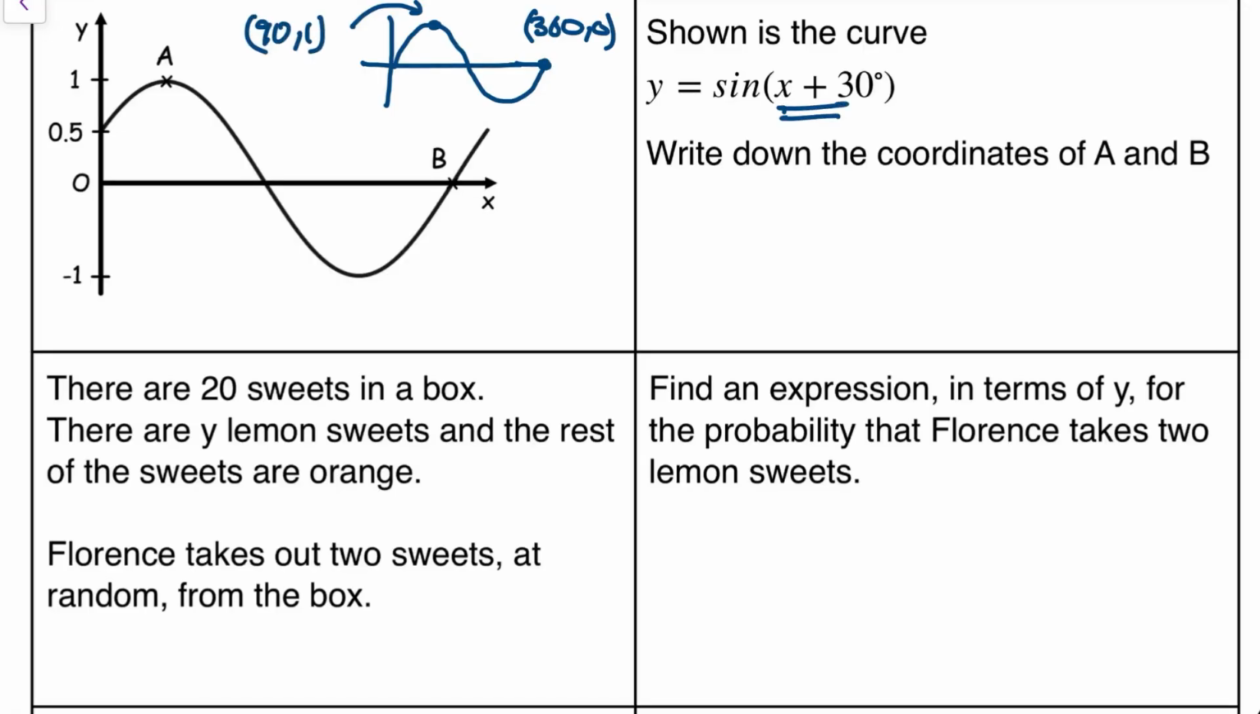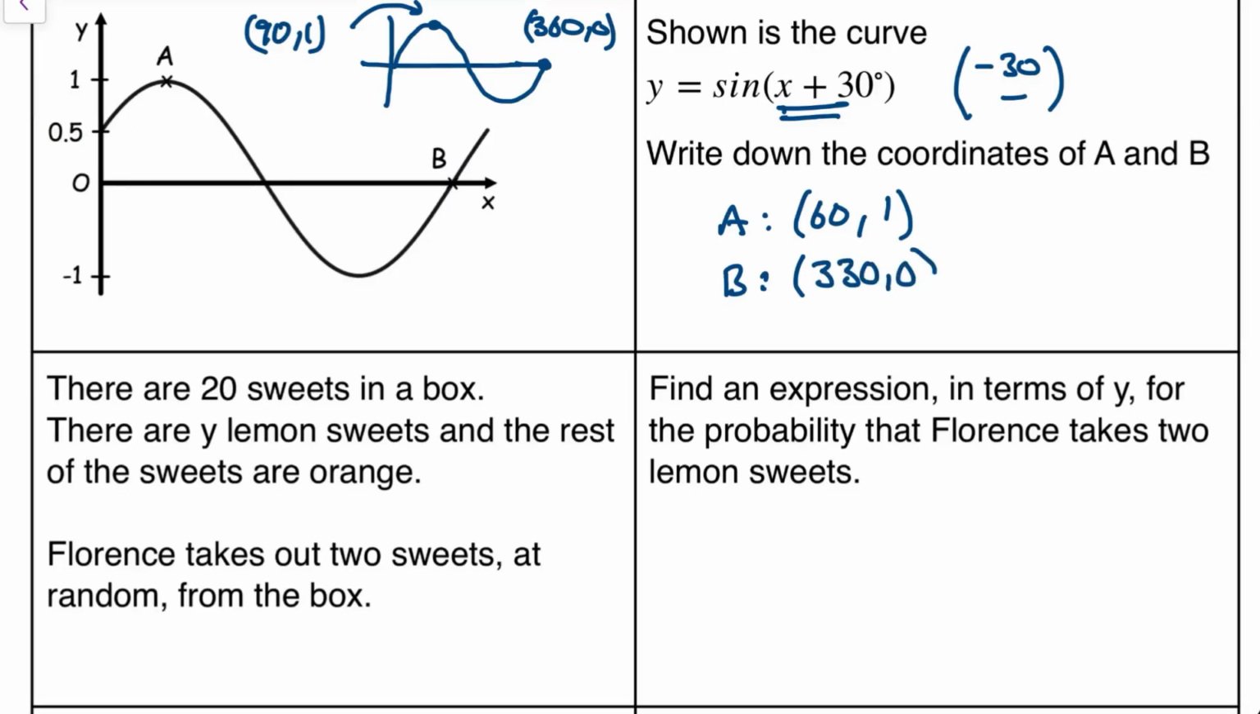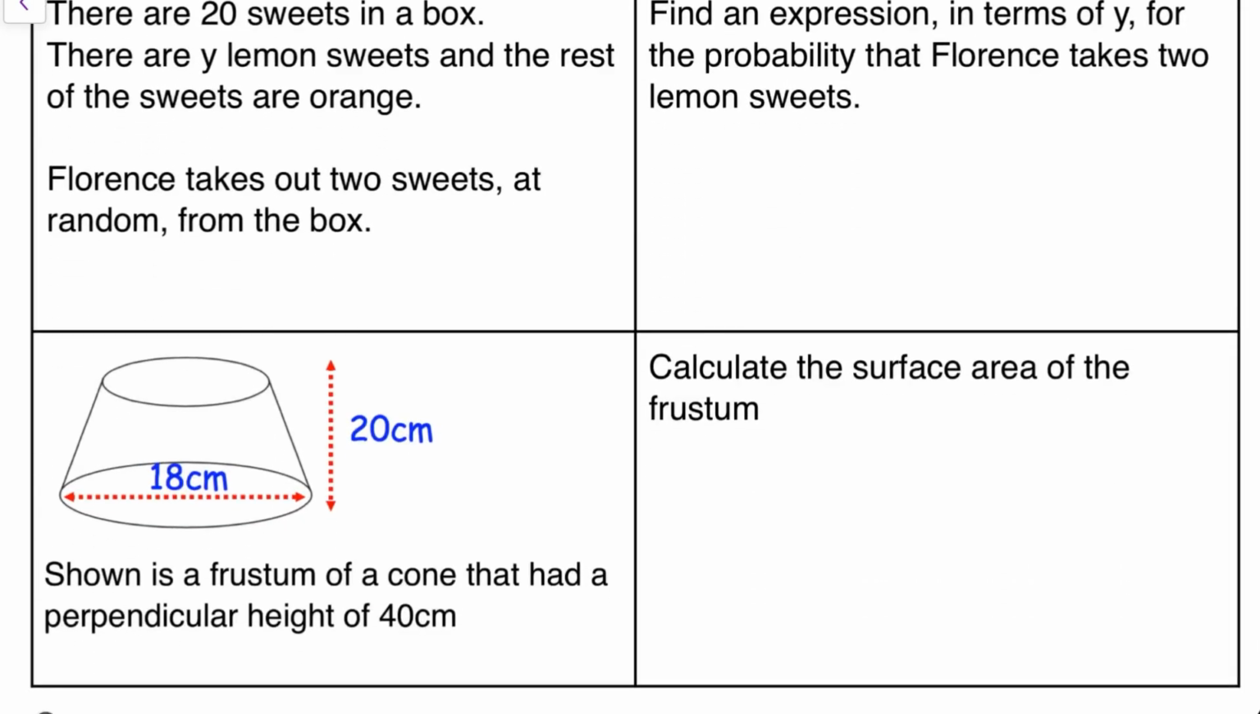Now what does this mean? This means to translate left by 30 degrees. In other words, I'm going to take away 30 from both x coordinates. So that's going to give me that A is equal to, well, 90 minus 30 is 60, so (60, 1). And B is equal to 360 minus 30, which is (330, 0). Next question done.